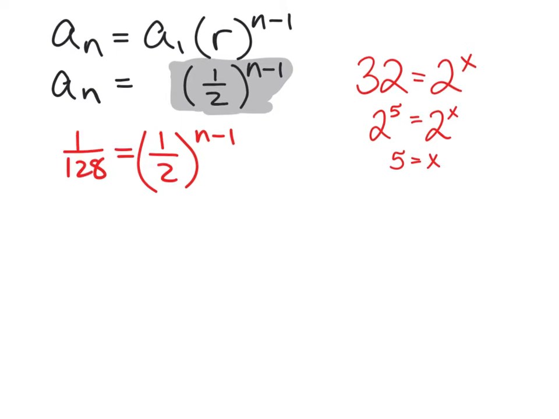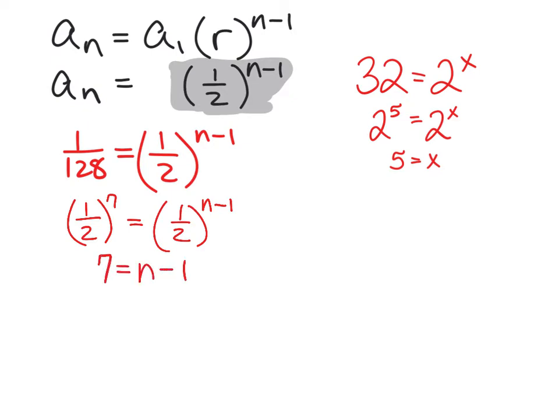It would be 1/2 to what power? I think it's the 7th power. 2 to the 7th. 2, 4, 8, 16, 32, 64, 128. Yeah, 7. So it's the 7th power equal to 1/2 to the n minus 1, which means that 7 would be equal to n minus 1, or that 8 is equal to n.